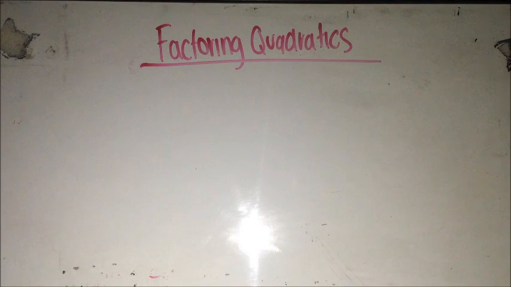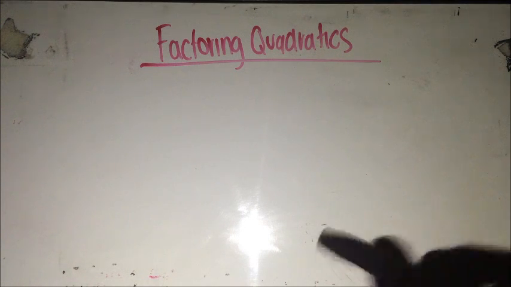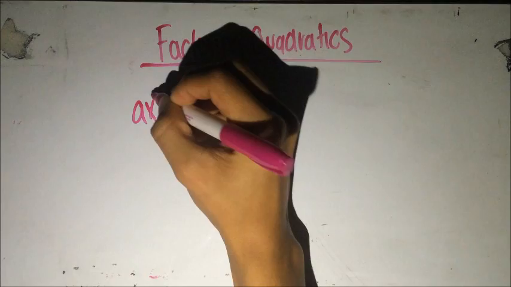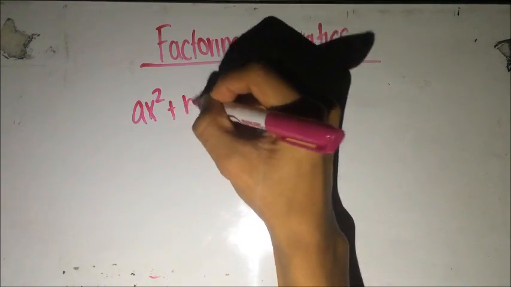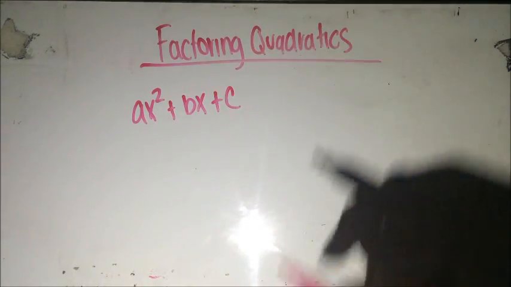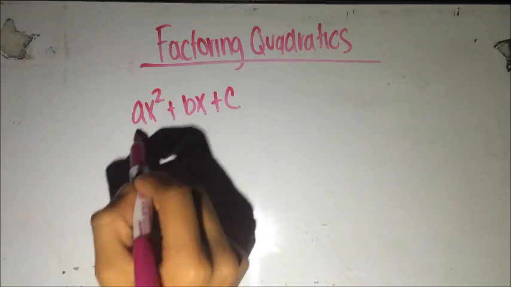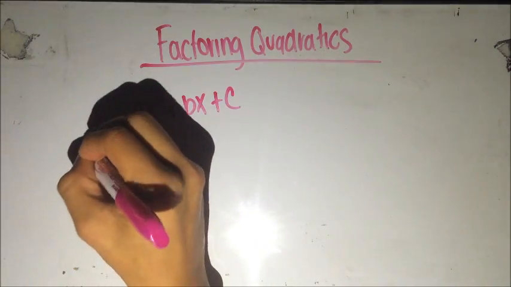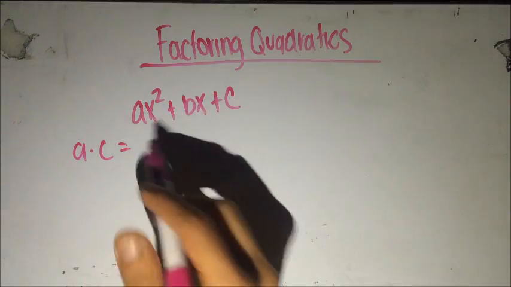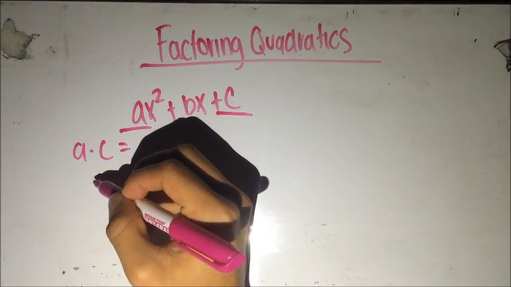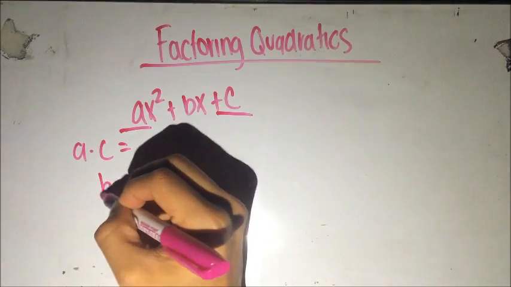Today we're going to teach you how to factor quadratics. When given the form ax squared plus bx plus c, first find the factors of a times c. So we find out a times c, and then find the factors that add up to b.